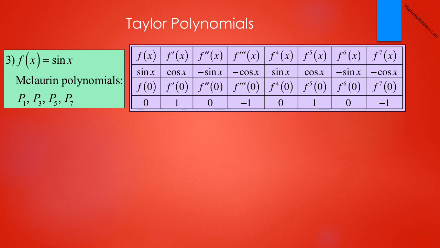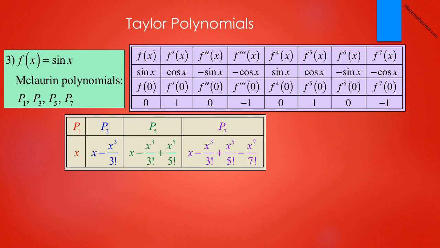Since these are Maclaurin polynomials, we are doing this at x is equal to 0. So we look at f of 0, f prime of 0, f double prime of 0, etc. And we see that we also get a pattern, 0, 1, 0, negative 1, and then it repeats itself, 0, 1, 0, negative 1. We are now ready to write our Maclaurin polynomials. P1 is simply 0 plus 1x.